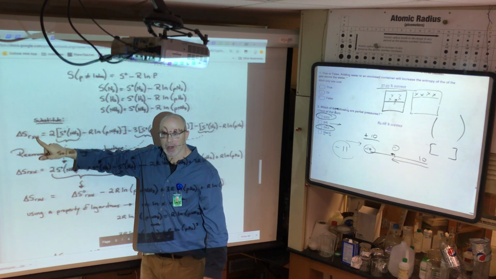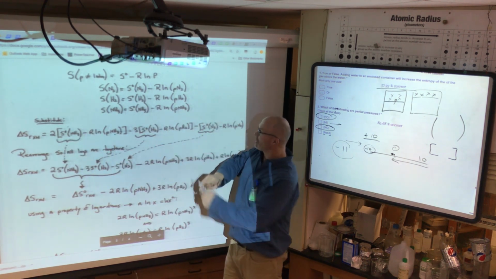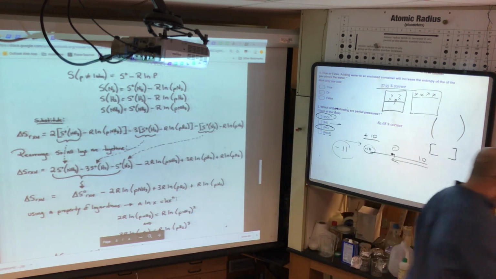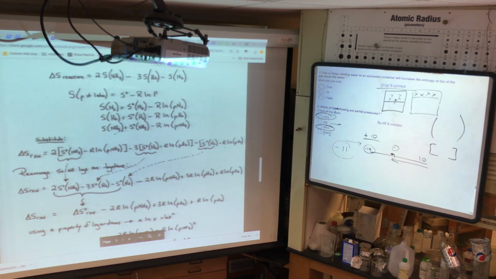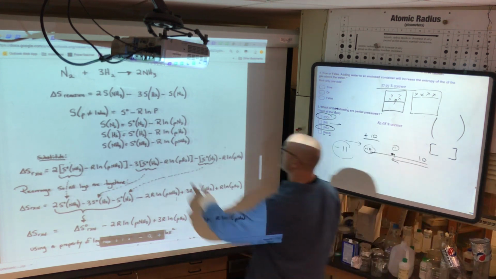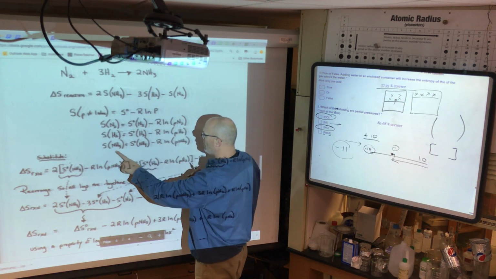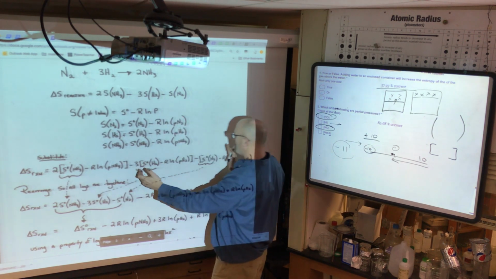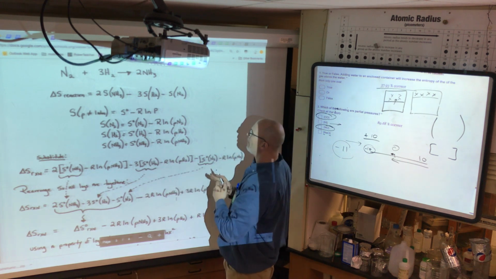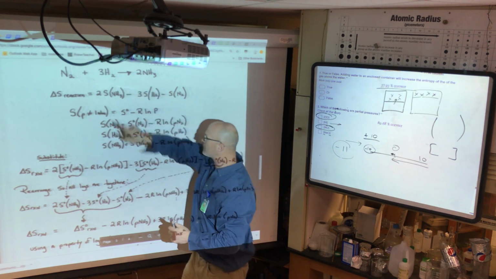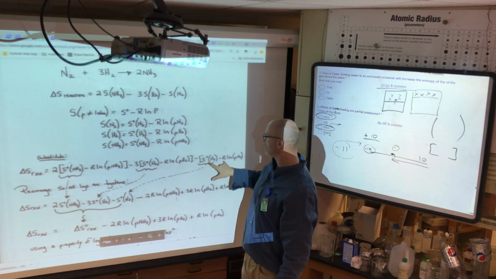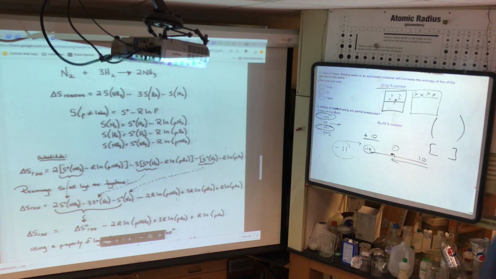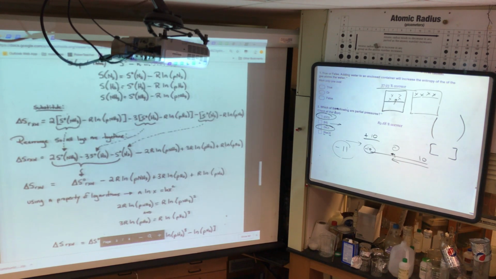Then what did I do here? Delta S of the reaction is products minus reactants. So I took this, and notice I multiplied it by 2. Why? Look at the reaction I gave you: products, 2 times ammonia. Where's ammonia? Right here. Then it was minus the reactants. N doesn't have anything, that's this one, and the one that has 3 is the hydrogen. And I put all the logs together and left the expression.